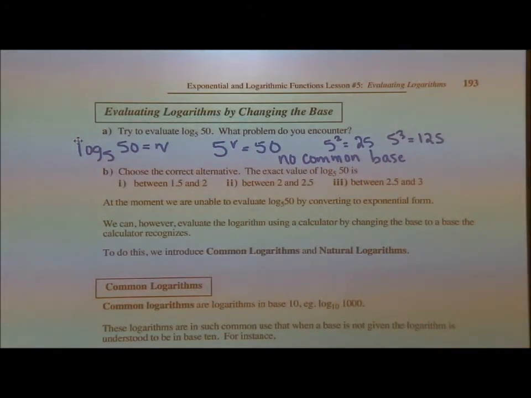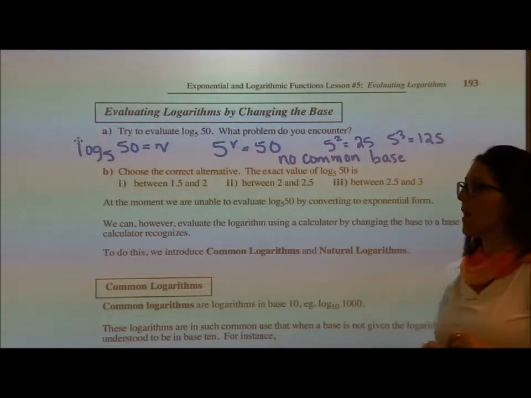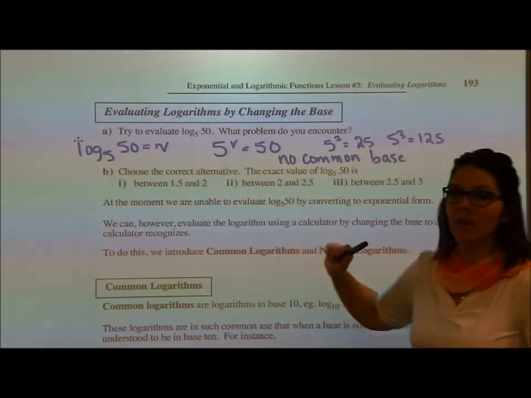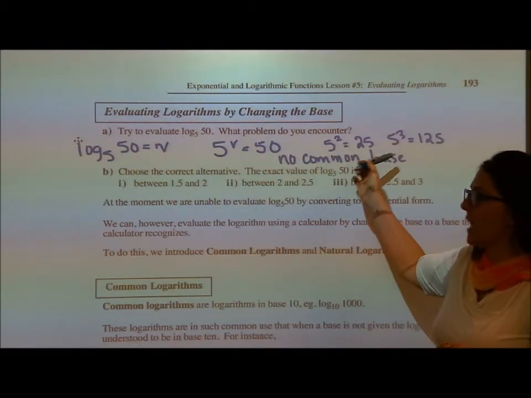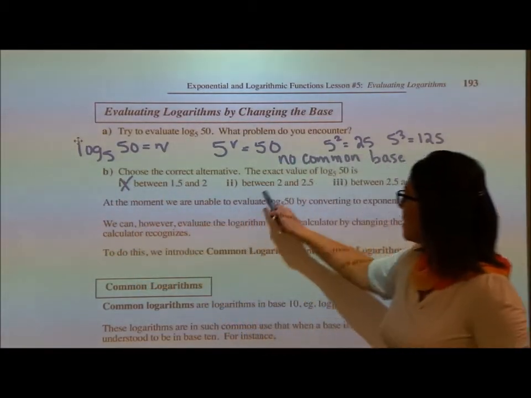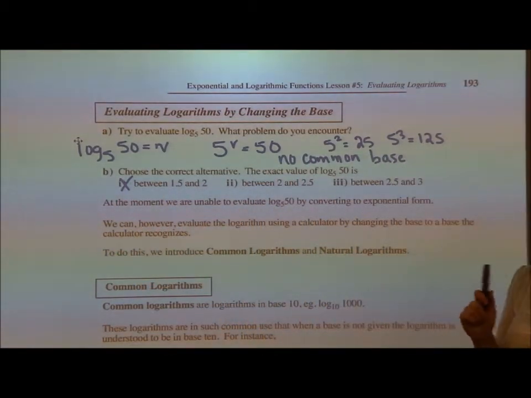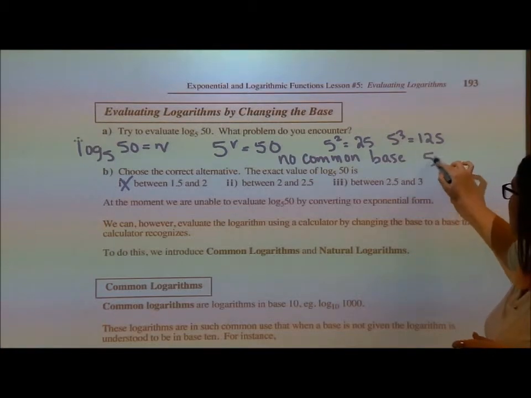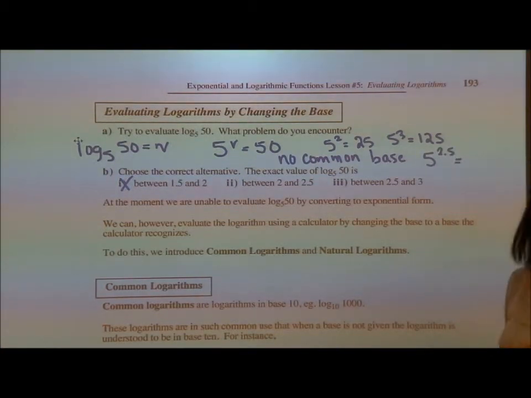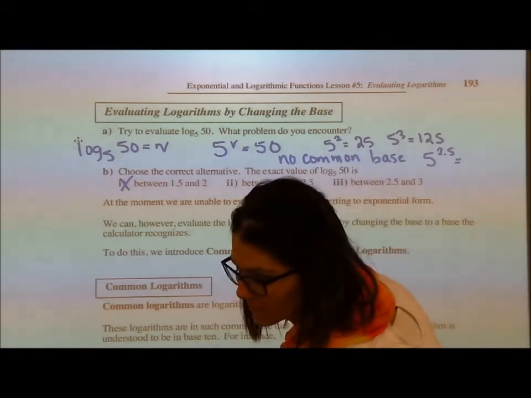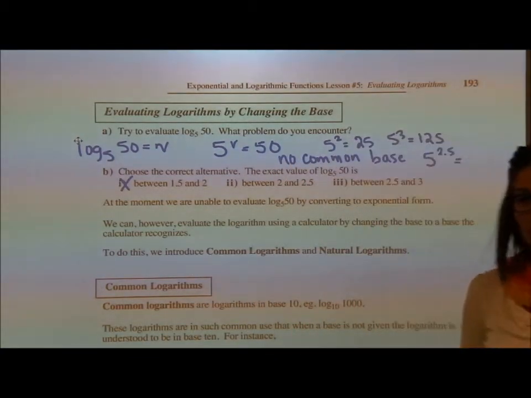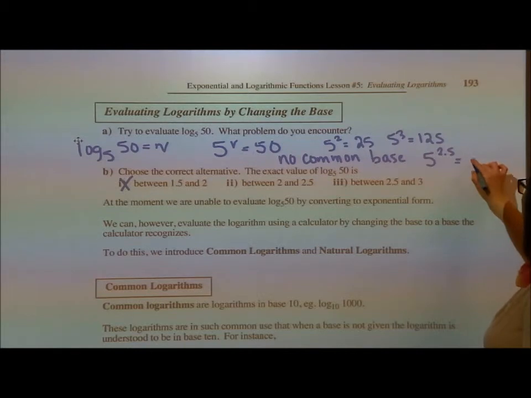So in B it says choose the correct alternative. The exact value of log base 5 of 50, is it between 1.5 and 2? Well, we've already said it has to be somewhere between 2 and 3. So between 2 and 2.5, or 2.5 and 3. So what I want to determine is what is 5 to the power of 2.5? So is it between 2 and 2.5, or 2.5 and 3?